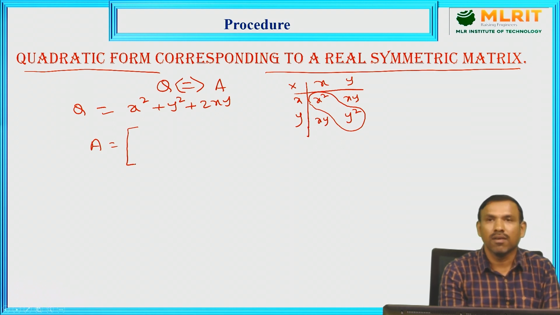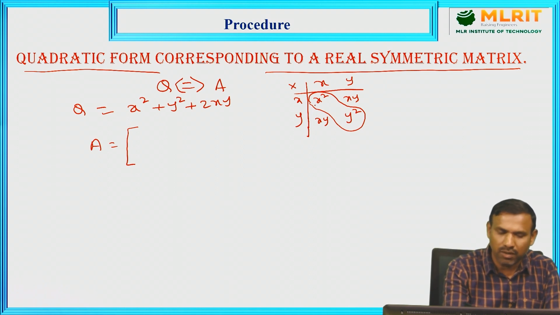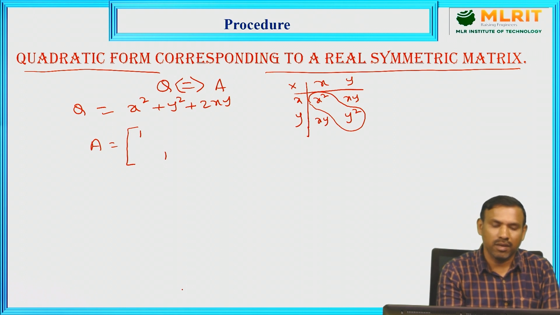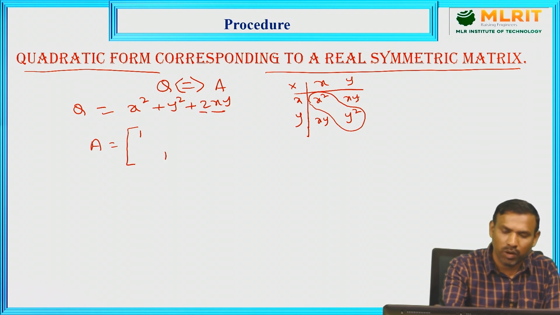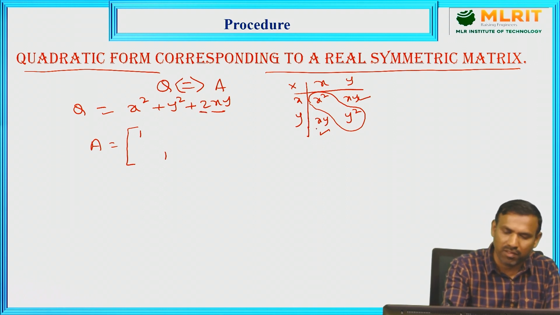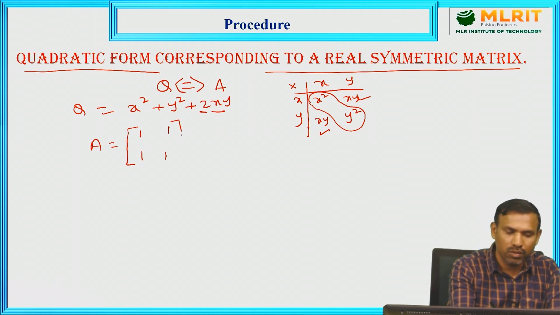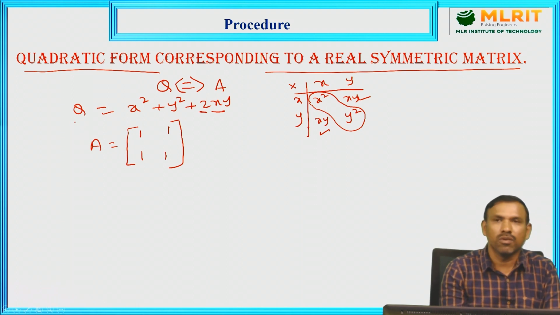How to write it? First write the coefficients of the square terms along the diagonal. So x square coefficient 1 here and y square coefficient 1 here, and the xy term here and here. The xy coefficient is how much? Here 2, but since you are writing in 2 places, that is why make it half. So xy coefficient is 2, 2 divided by 2 is 1, so write 1 in each place, 1 place here, 1 place here, right. So this is the symmetric matrix 1 1 1 1 related to this one. So this quadratic form is converted to symmetric. It is a simple one.